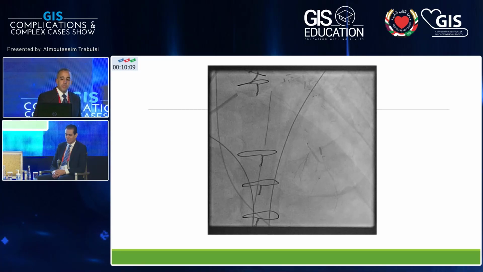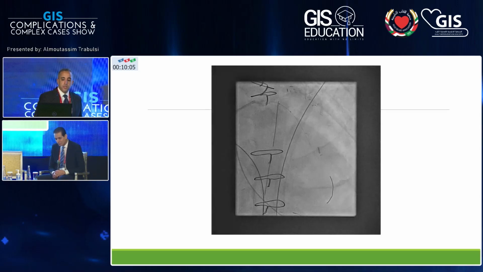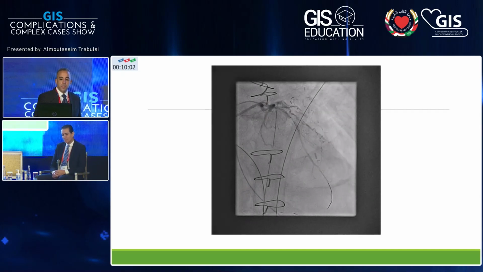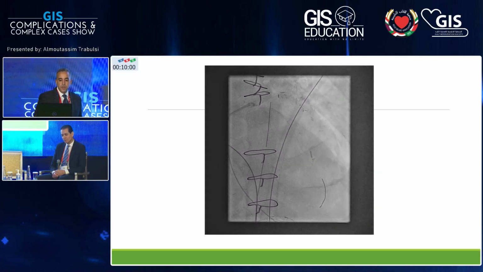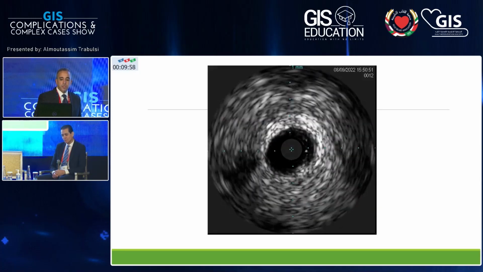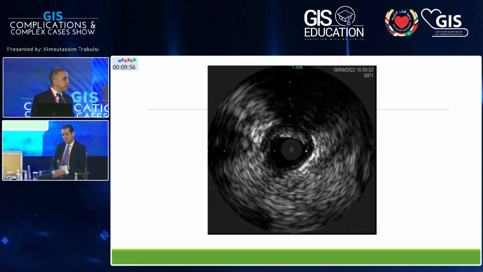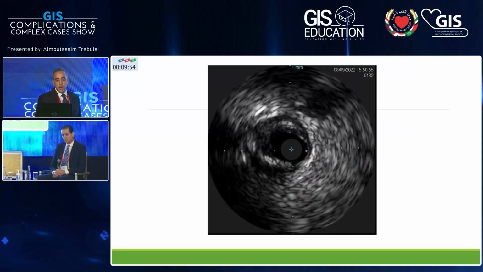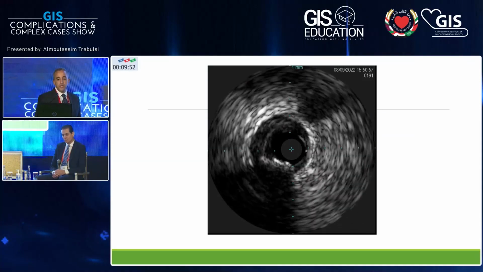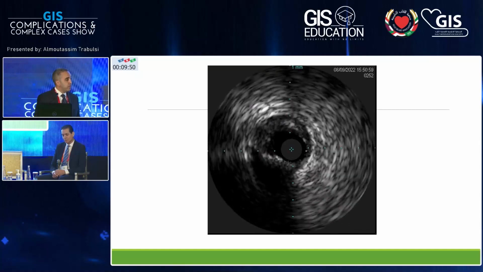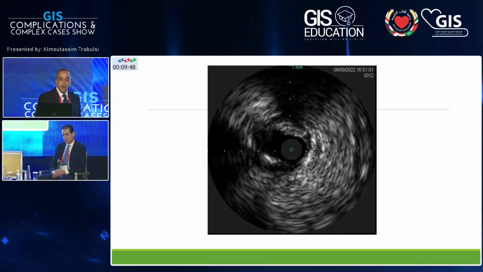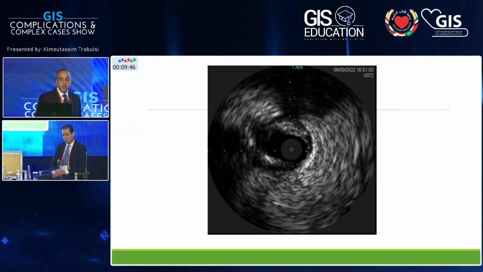So I changed my wire then for an Ironman for support, and then started doing my PCI to the LAD, started ballooning. After we were done with the ballooning, we took the IVUS just to try to figure out where my healthy segment is and if the ostium of the LAD is involved and if I do need to cover that left main. And that was the whole purpose of taking the IVUS in.